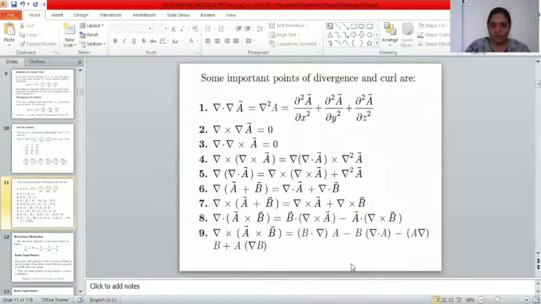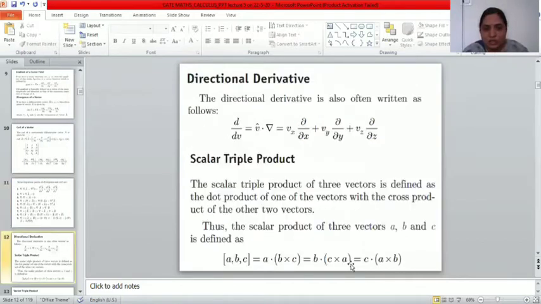Okay, we'll move to the next slide. Directional derivative. So suppose v bar is a vector, then v bar dot del is called a directional derivative. So v bar is vx i bar plus vy j bar plus vz k bar. Then v bar dot del can be vx into dou by dou x plus vy into dou by dou y plus vz into dou by dou z. This is a directional derivative.